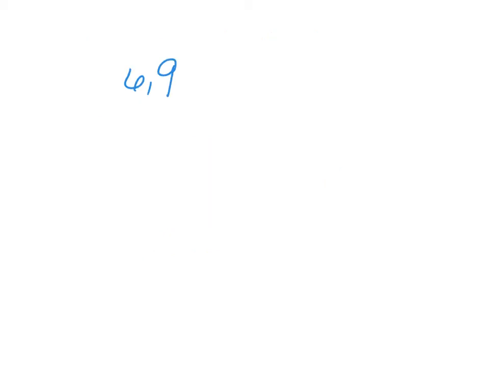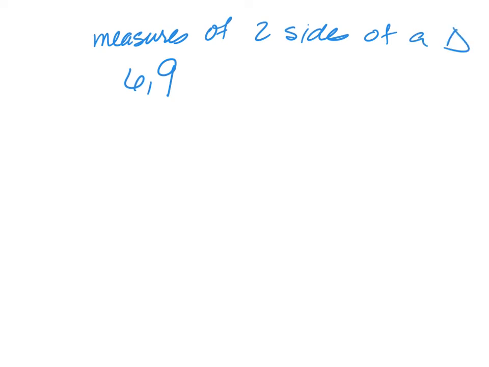Two sides of the triangle have the following measures. So these are the measures of two sides of a triangle. Find the range of the measure of the third side.